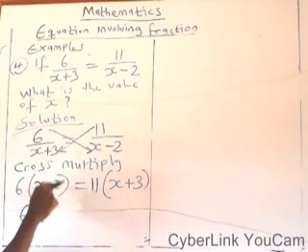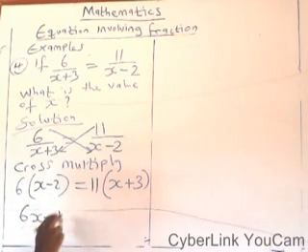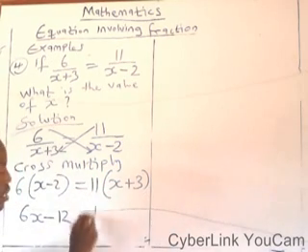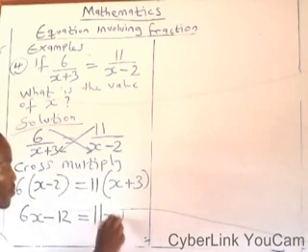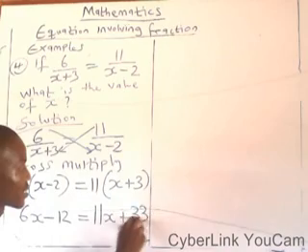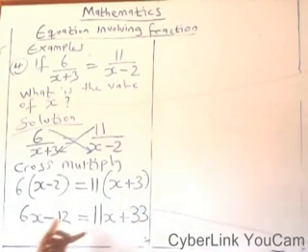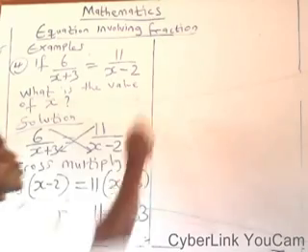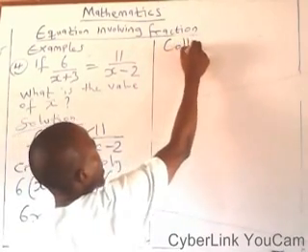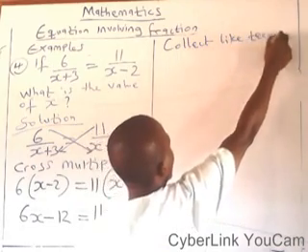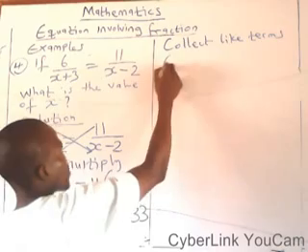6 multiplied by minus 2 will give us minus 12 is equal to 11 multiplied by x, we have 11x plus 11 multiplied by 3, we are going to have 33. If we now have this, these are turned to what? Linear equation. What are we going to do? We are going to collect like terms. How do we collect the like terms?